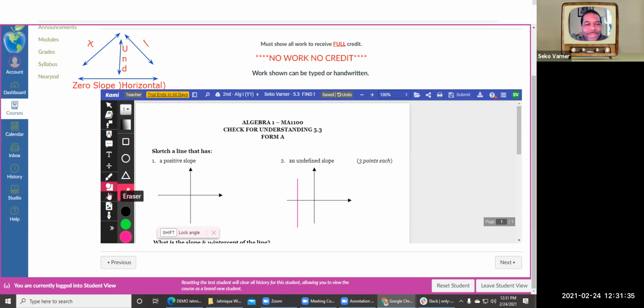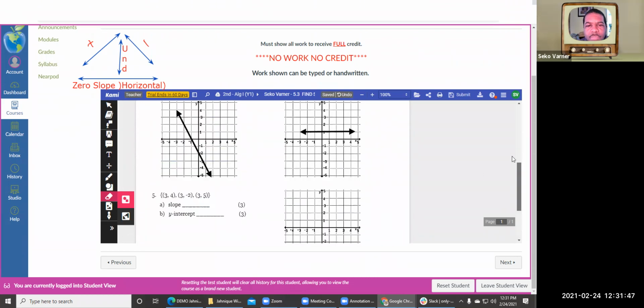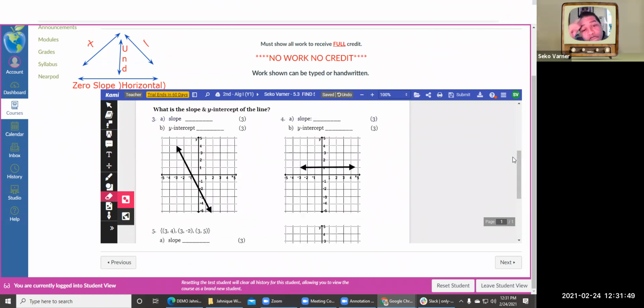Let me erase that because I don't want you to turn in my work. So we just did number one and number two, and there are five problems. What is the slope and y-intercept of the line? Well, look, we see that it's a negative slope. It's going down, like the D. So we know that the slope is going to have a negative number in front of it.